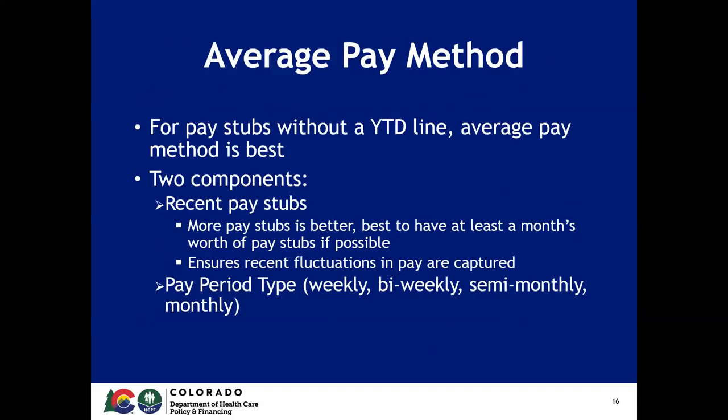The average pay method, this is for pay stubs that don't have a year-to-date line. Those are the ones that the average pay method works the best, or if the patient has had a recent change in how they're paid, that average pay might be a better way to look at their income. For this one, there's only the 2 components. The recent pay stubs, more pay stubs are better. It's best to have at least a month's worth if possible. It ensures that the recent fluctuations in pay are captured. And then for the pay period type, like I mentioned with year to date, we have weekly, bi-weekly, semi-monthly, and monthly.